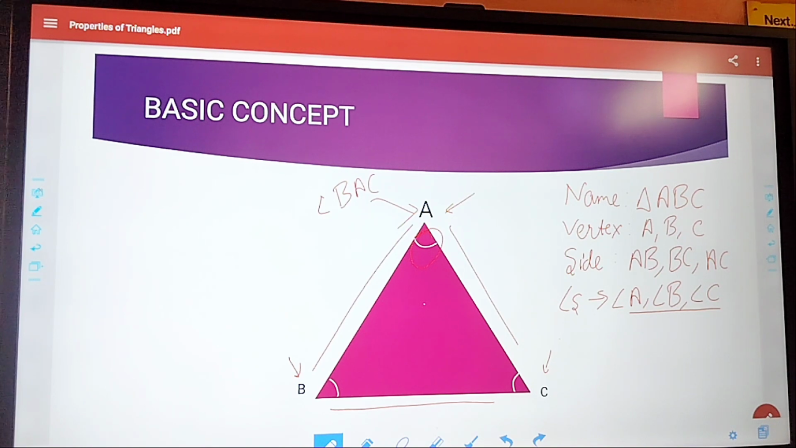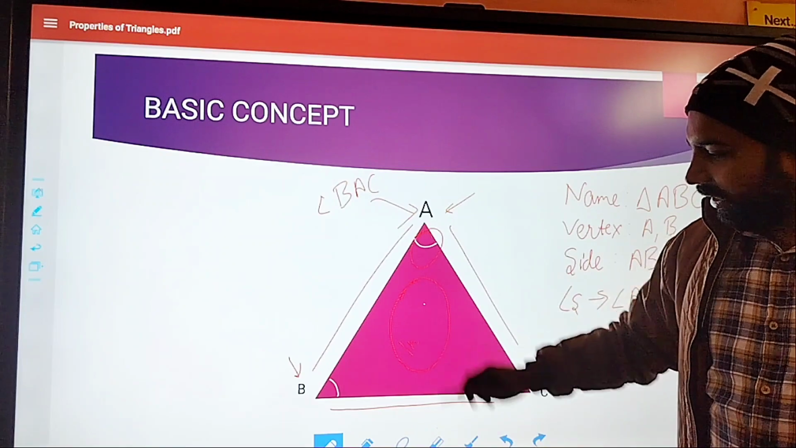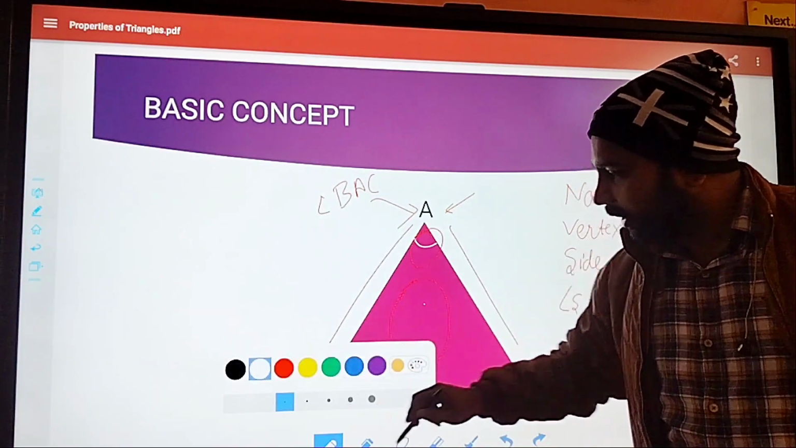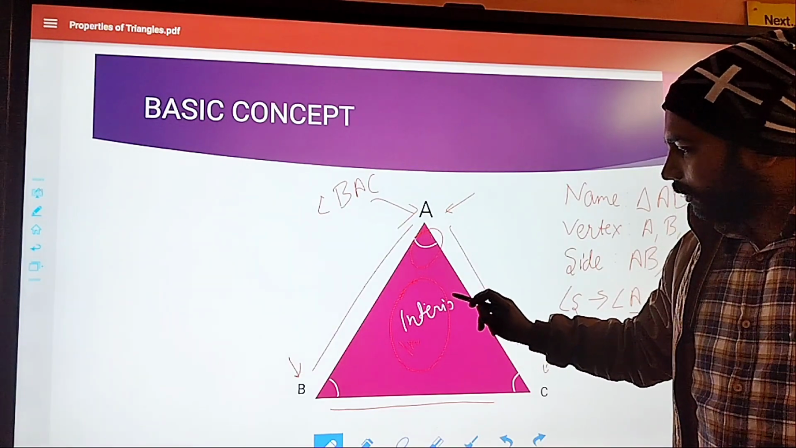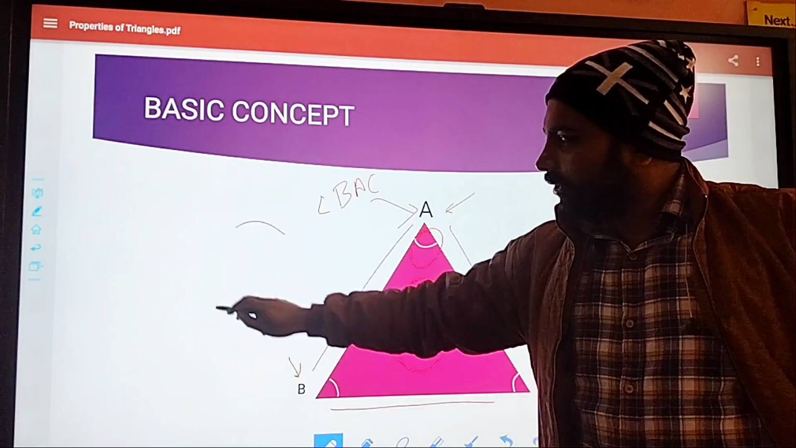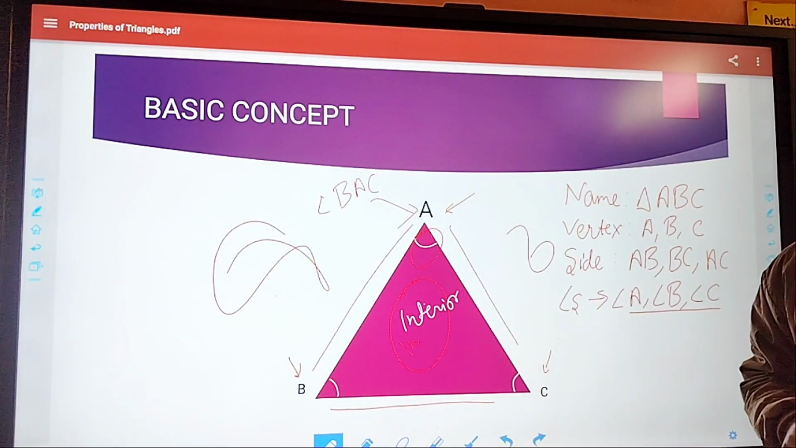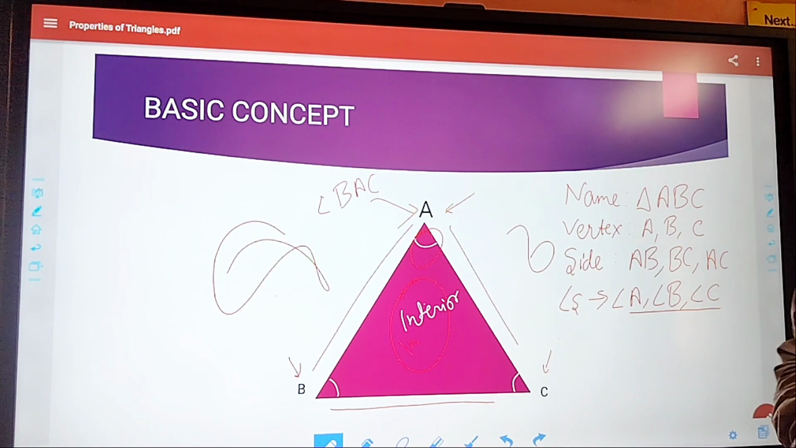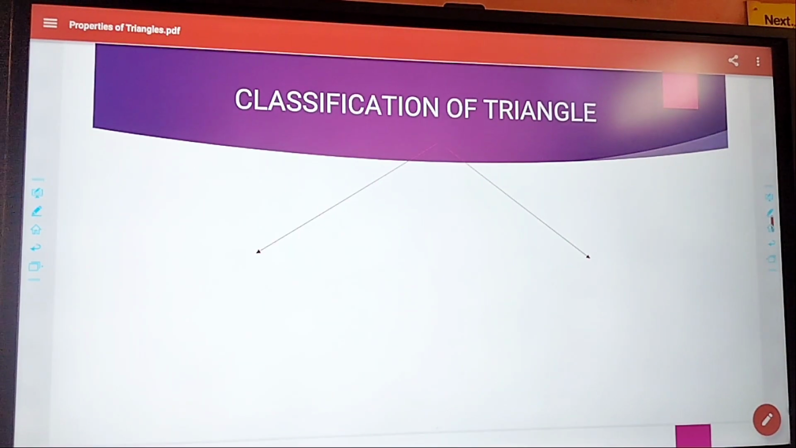Now this portion that is in purple color is known as the interior part of the triangle. And the one outside the triangle, this whole part, will be known as the exterior part of the triangle. So this is all from this slide. We will move towards our next slide, that is classification of triangle.